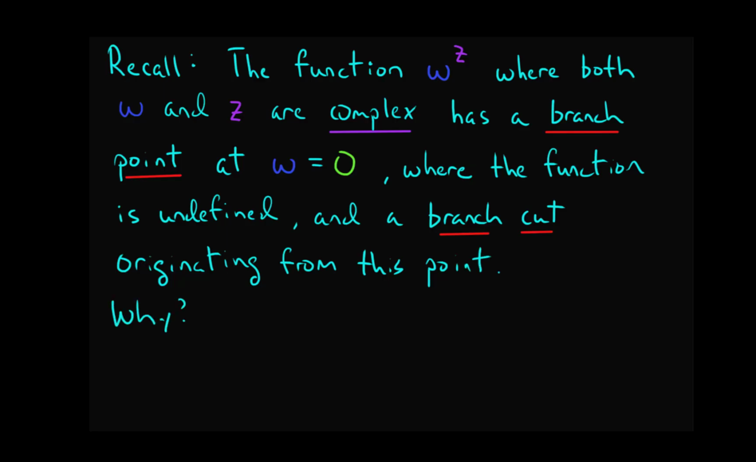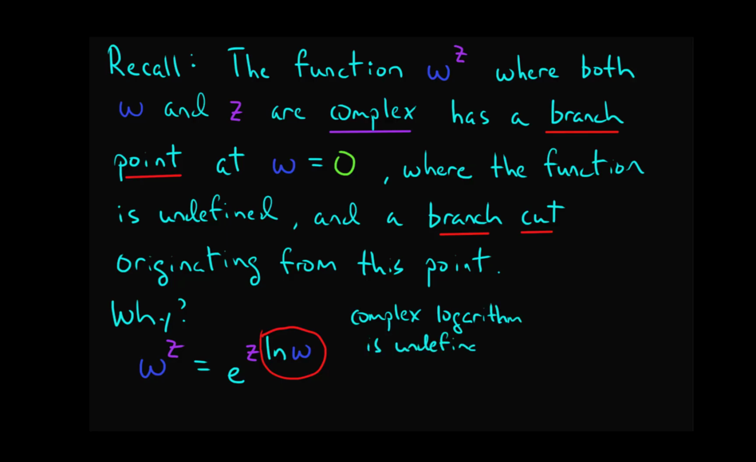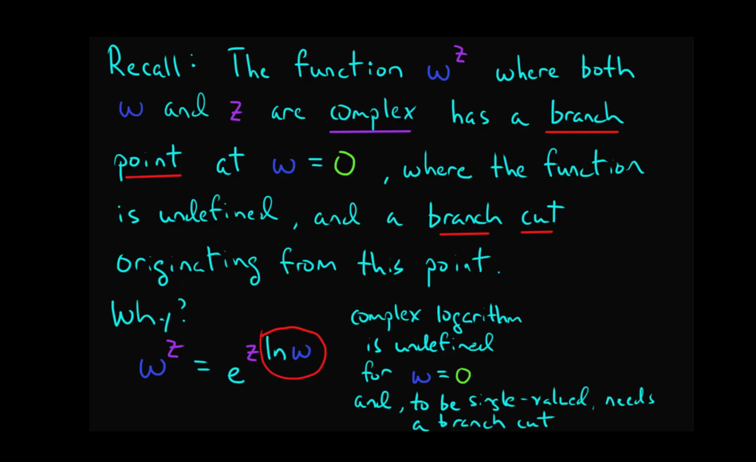Now why is that? The reason for this is that the function w to the z, where w and z are both complex, is equal to e to the z times the natural log of w, and the complex natural logarithm is undefined for w equals 0. And to be single valued, the complex natural logarithm requires a branch cut. So if this is at all confusing to you, please see my earlier video on complex logarithms, branch points, and branch cuts. Well, these issues also affect the function that we're trying to integrate here.